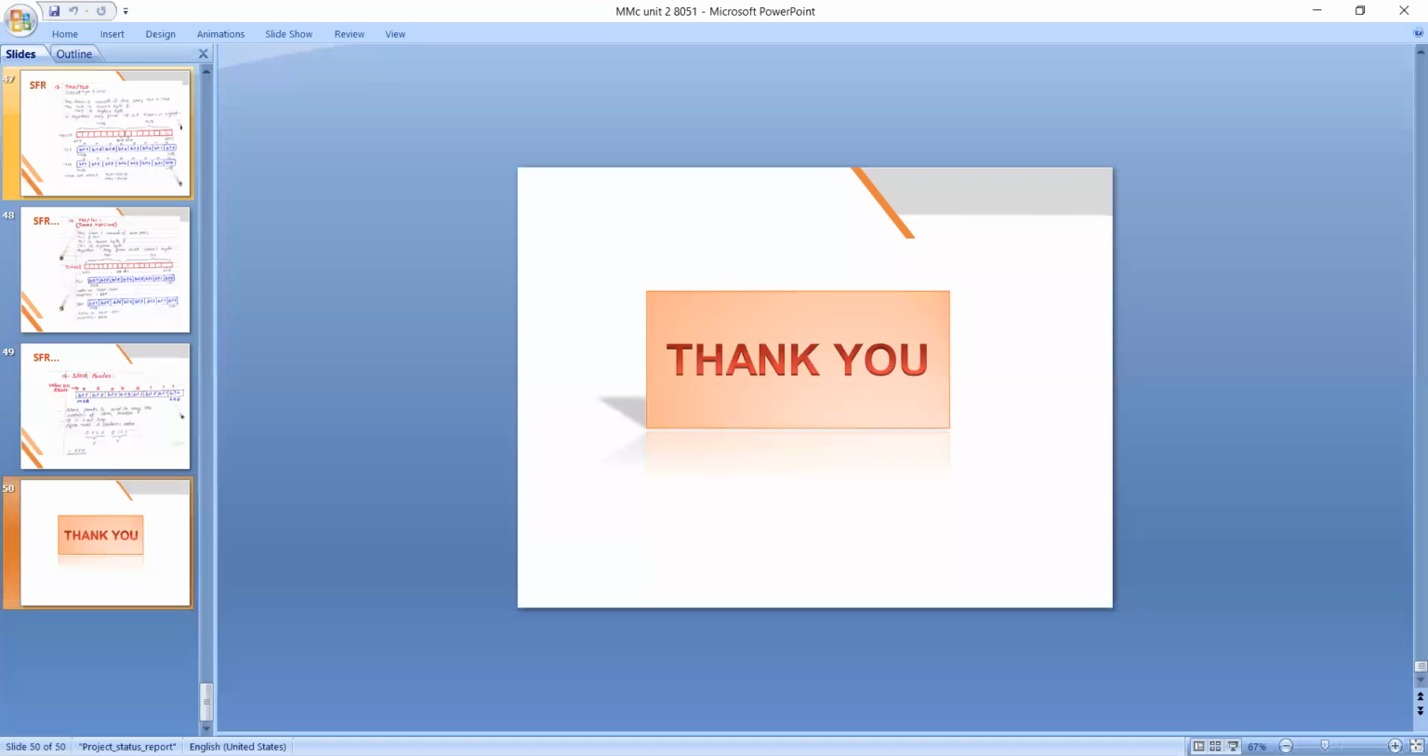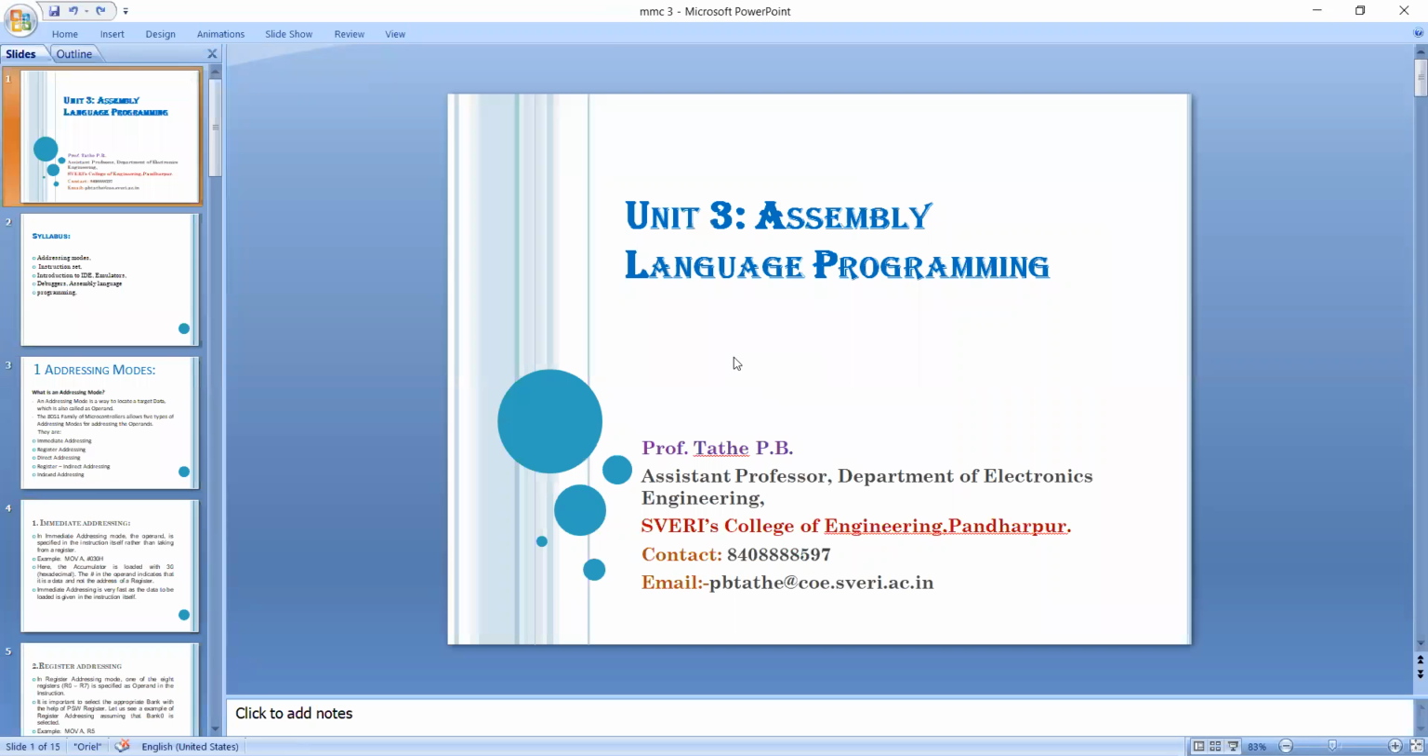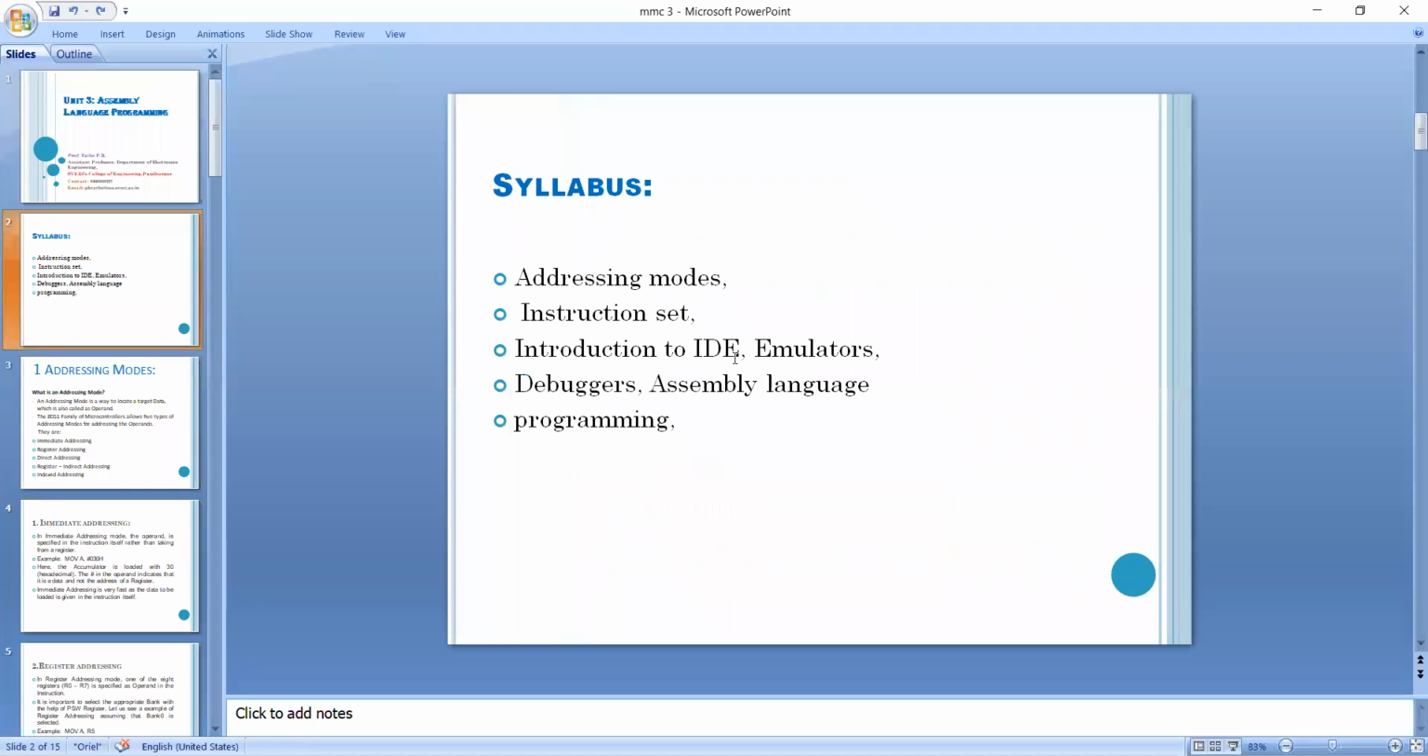So in today's lecture we are going to start the 3rd unit, assembly language programming. In this you have to study mainly two points, that is addressing modes.